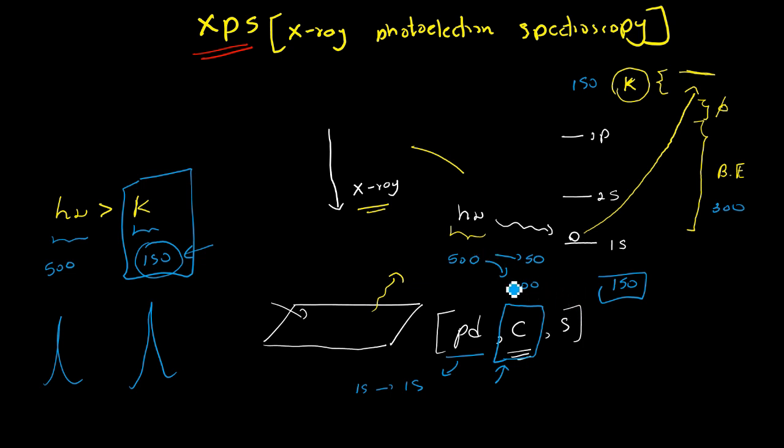Now, before we move into the interpretation of this data, we are going to talk about the examples also, right? So hang on with me. Let's quickly go through this X-ray source, how we can make this X-ray in order to pop out these electrons.